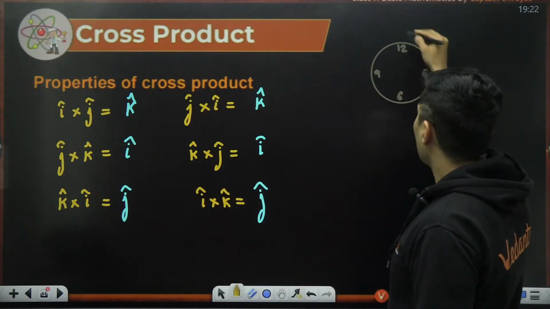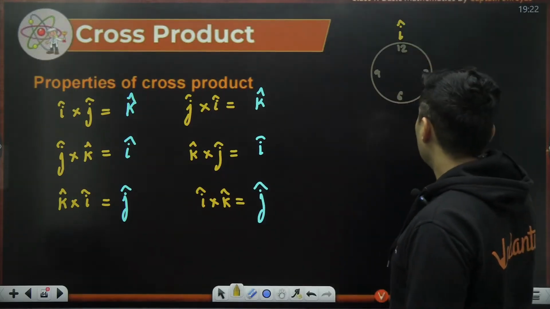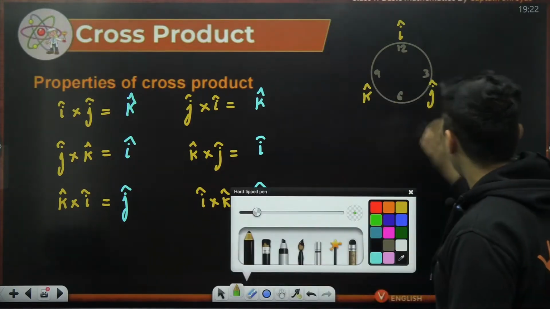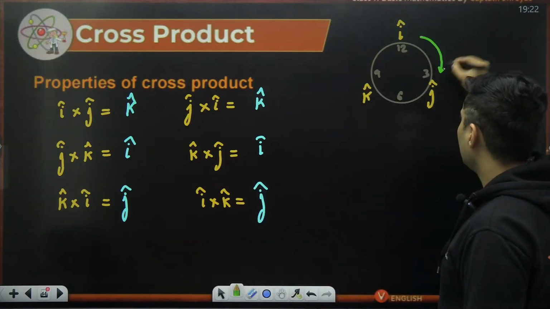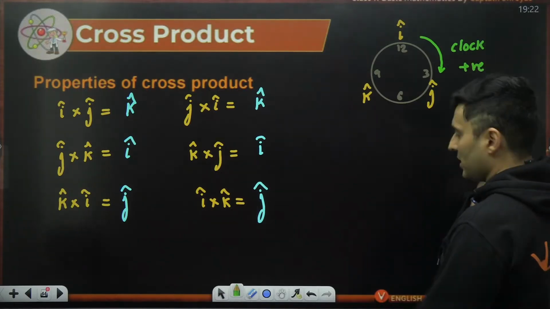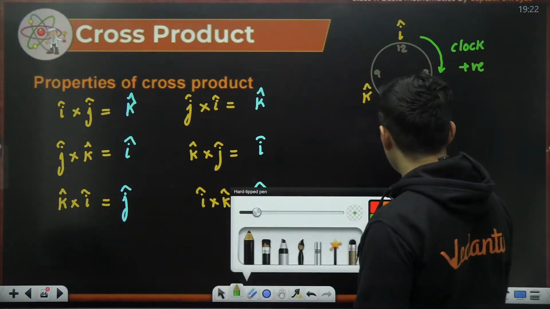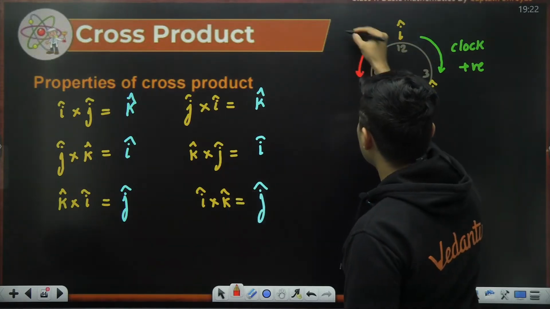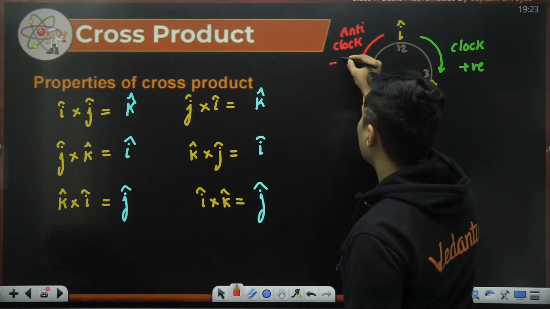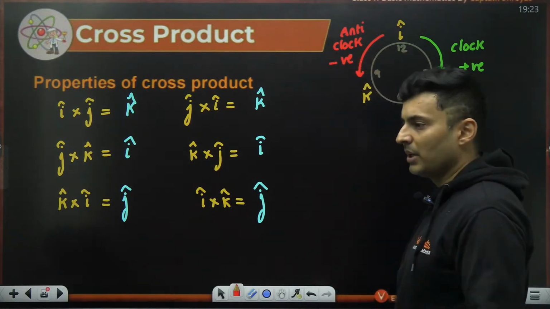So go clockwise, like I, then J, and then K. If you go clockwise, then the answers are positive. If you go anti-clockwise, the answers are negative. Simple.